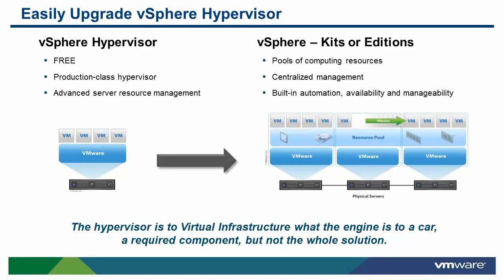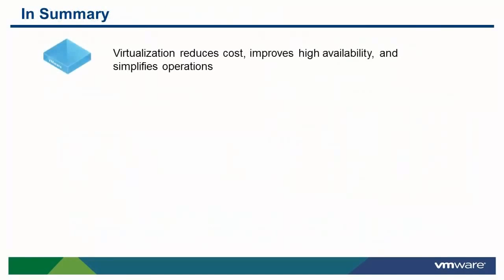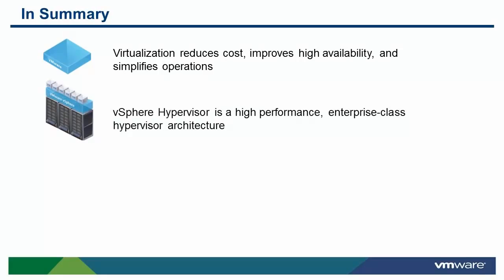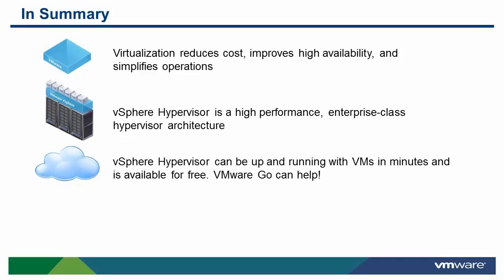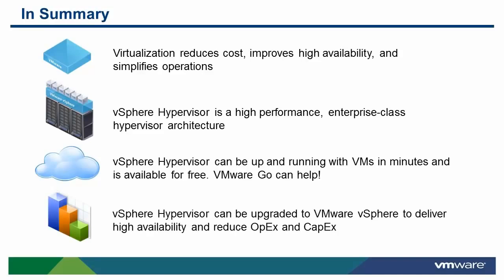vSphere Hypervisor is free and allows for the partitioning of a single server. It is quick and easy to upgrade to different kits or editions of vSphere by simply applying a valid license key. To sum up, VMware Virtualization reduces cost, improves availability, and simplifies operations utilizing our enterprise-class hypervisor architecture. Get up and running in minutes for free, then upgrade to higher editions for higher availability and enterprise savings.